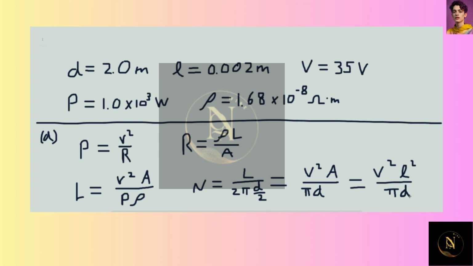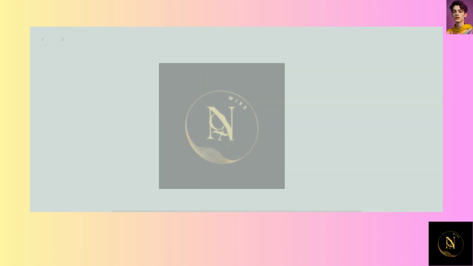I ran out of room on this page, but if you plug that in and run that calculation, we find that N here is equal to about 46 turns. So remember, you have to round up because you need the maximum number of turns, right? All right, so that's our solution for A.